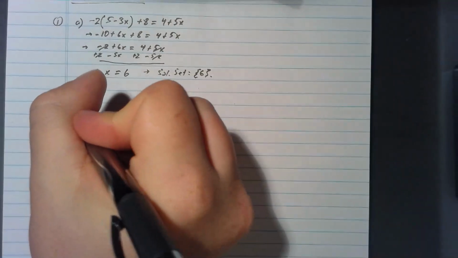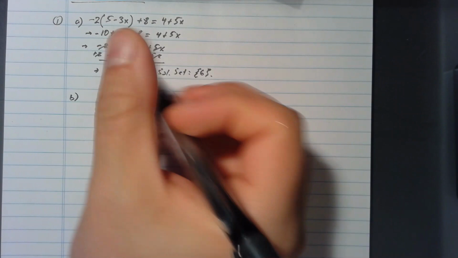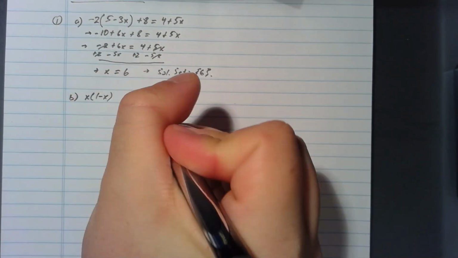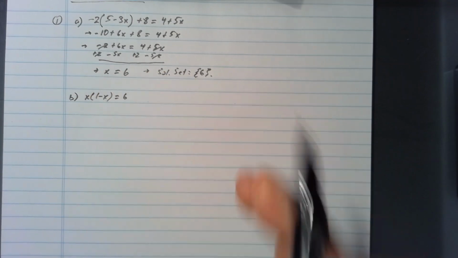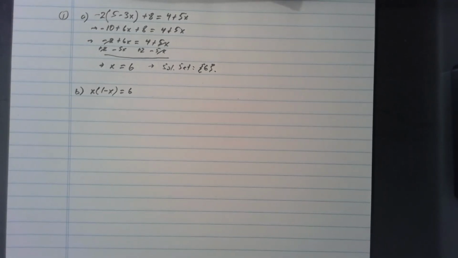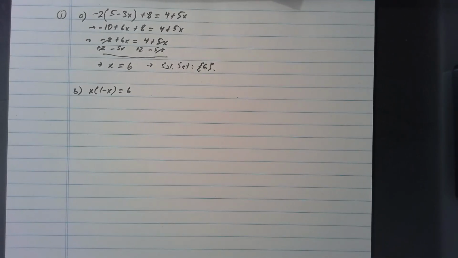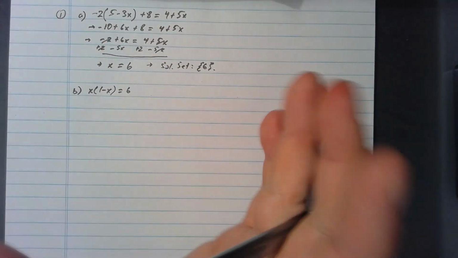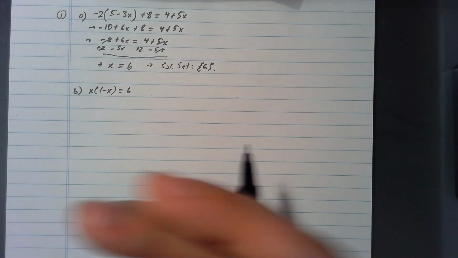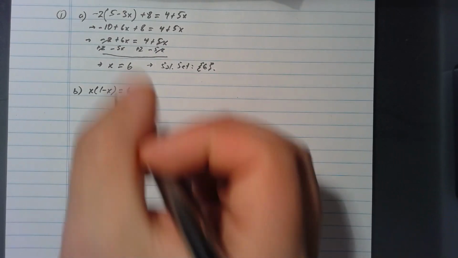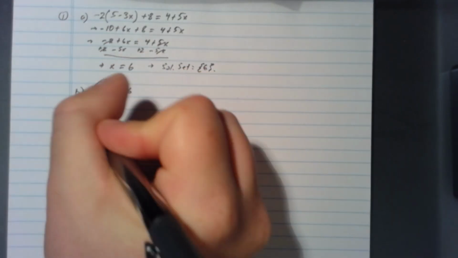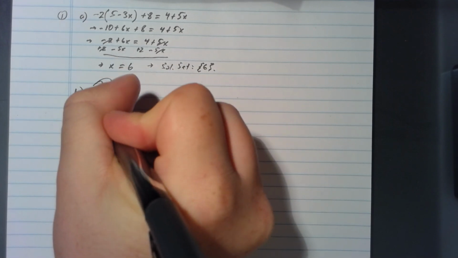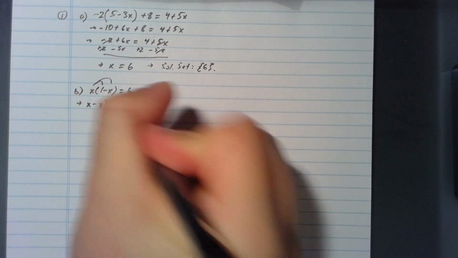All right, letter B. x times (1 minus x) equals 6. Whenever you're solving an equation, you've got to distribute and combine like terms. You want to get all the terms combined and then go from there. So let's distribute the x here. So I get x minus x squared equals 6.